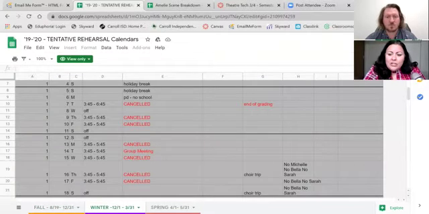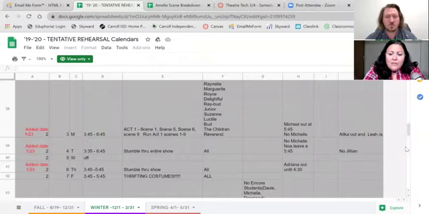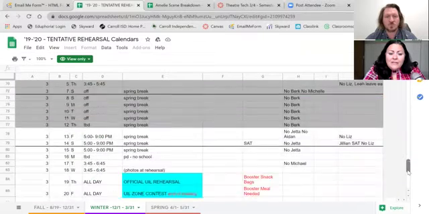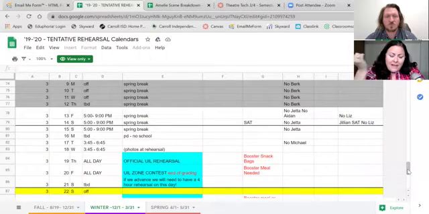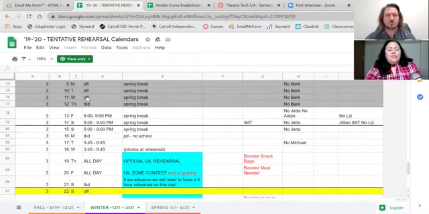Even in the winter, you could see where we kind of were going through, and we, oops, never came back after spring break. So that's where the rehearsals stop. Our last rehearsal was actually right here, Wednesday, the 11th during spring break. So that's kind of how I put together rehearsal schedules.